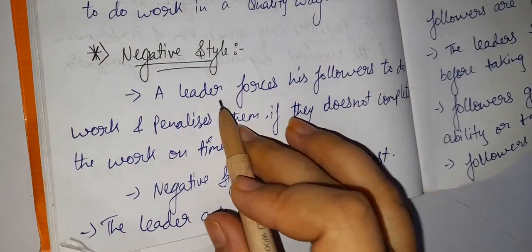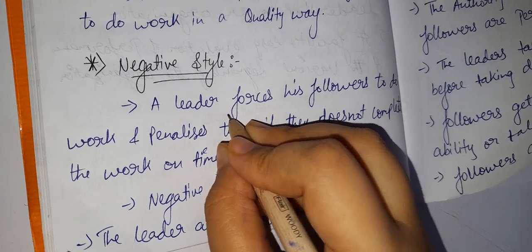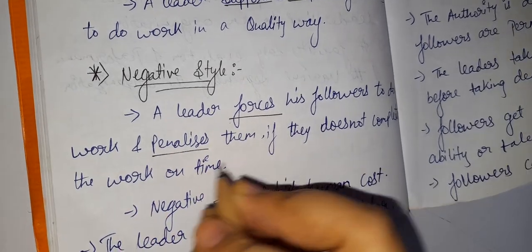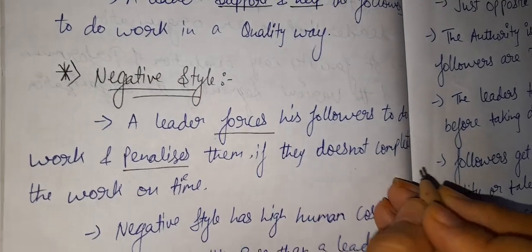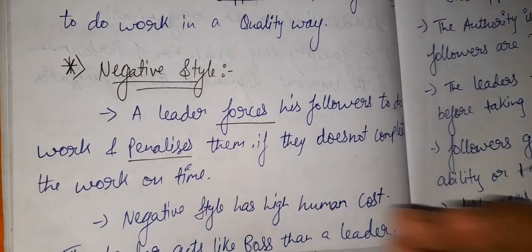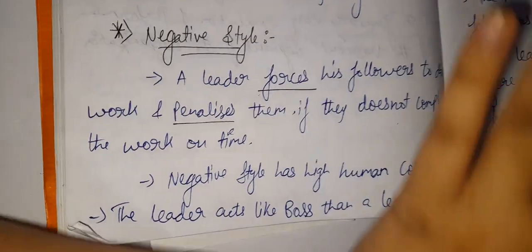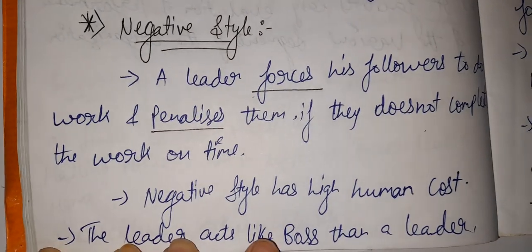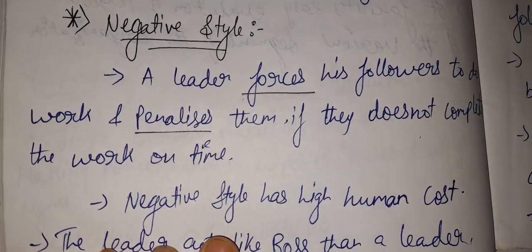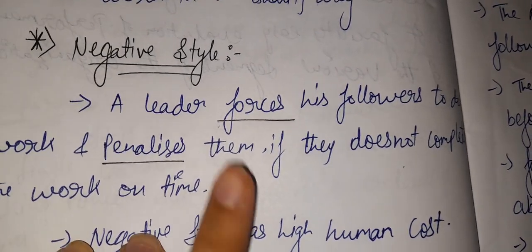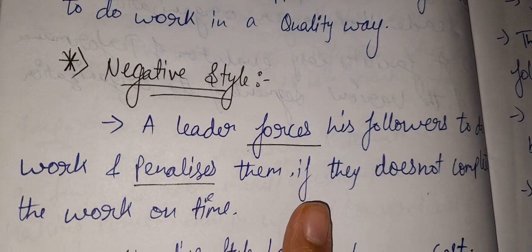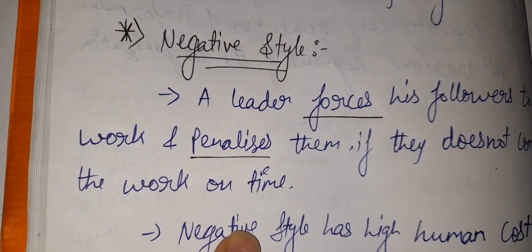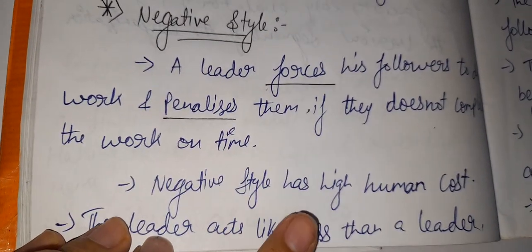Negative one: a leader forces his followers to do work and penalizes them if they don't complete the work on time. If the leader puts a penalty on you if you don't do work on time, it will automatically be a big headache that we have to complete our work in time. And if he forces you to do unnecessary work, you have a negative impact on your work. So it's a negative style, and negative style has high human cost.